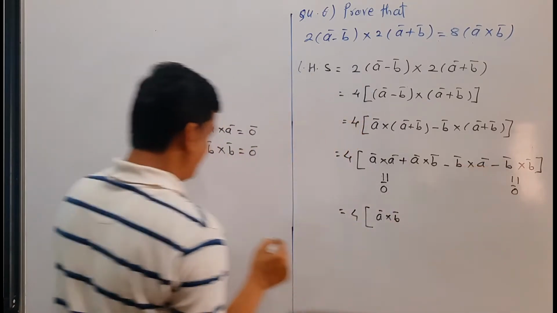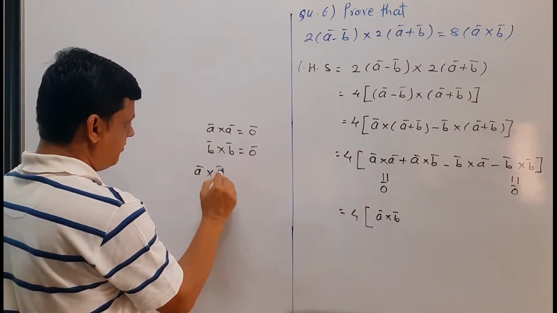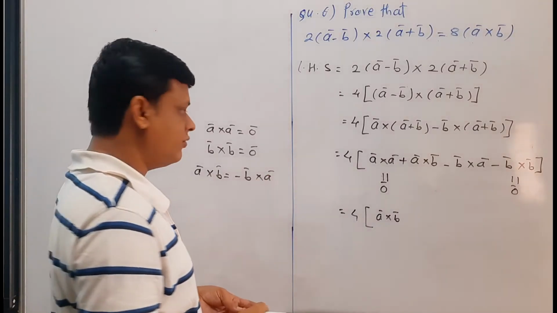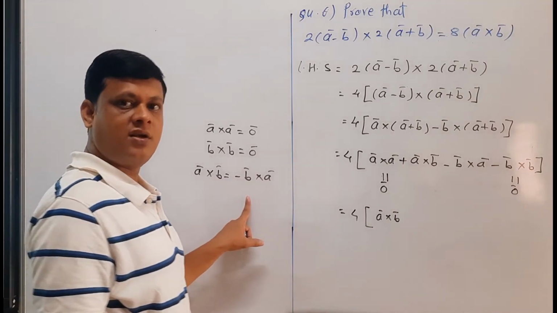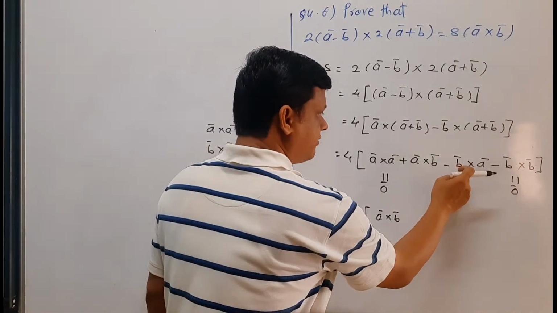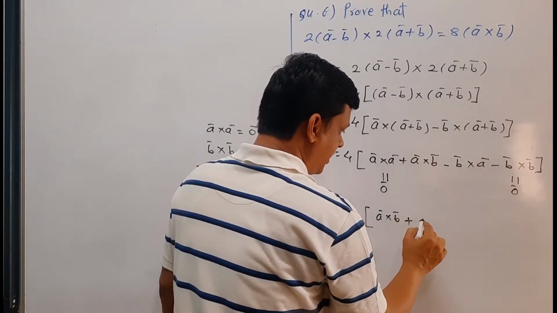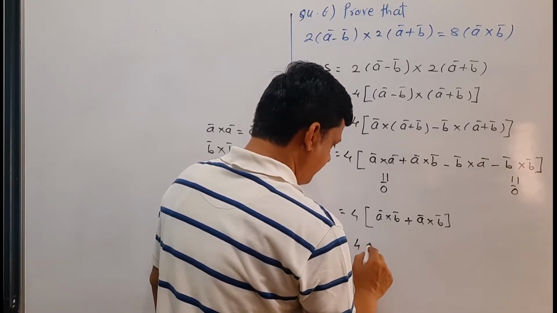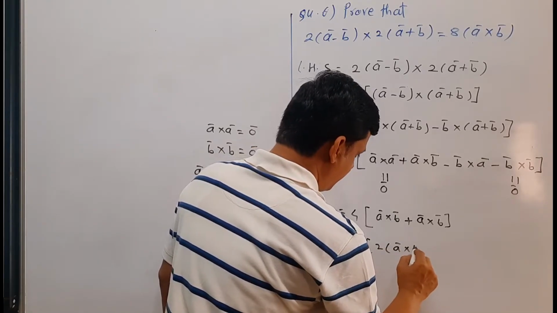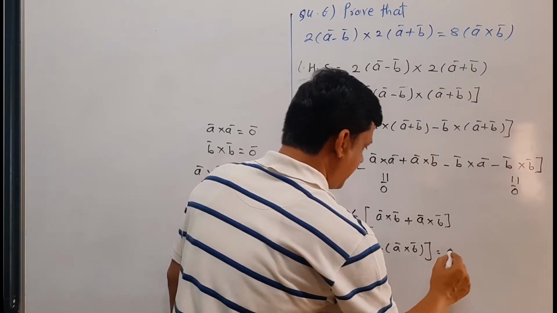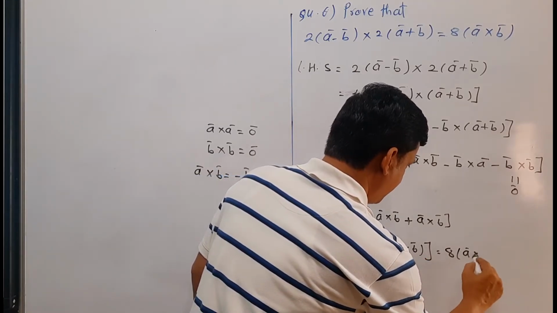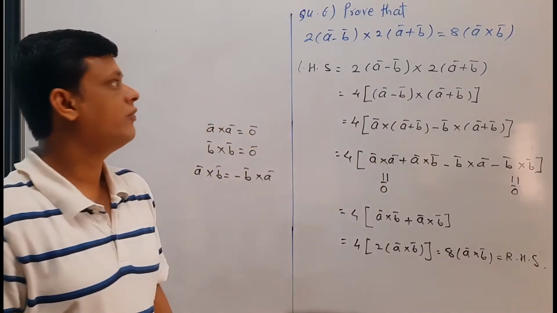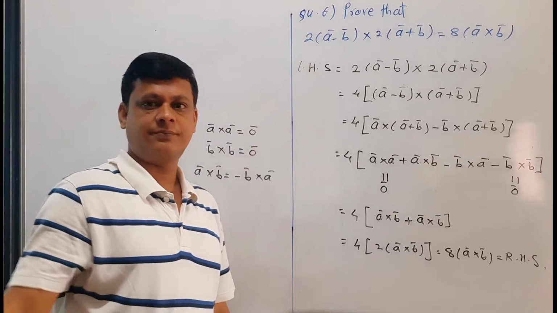This b bar cross a bar, since a bar cross b bar equals minus b bar cross a bar, because cross product is not commutative. When we interchange the vectors we have to change its sign. So we write this vector b bar cross a bar as plus a bar cross b bar. So we get here 4 into 2 times a bar cross b bar. So 4 2s are 8 times a bar cross b bar, which is equal to RHS. So in this way we prove the given problem.